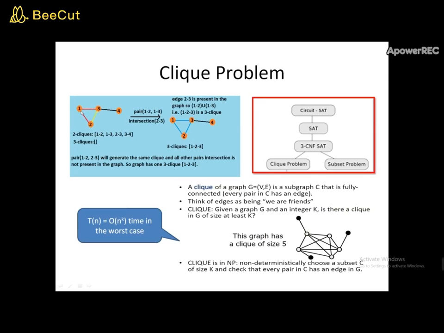1 and 2 is a clique with 2 vertices. 2 and 3 is a clique with 2 vertices. 3 and 4 is a clique with 2 vertices. And when I say 3-clique, it's a completely connected graph of 3 vertices. And say for example, if 2 and 4 were also connected, then I can say 1, 2, 4 would be a clique with 3 vertices. So this is what a clique is. It's a subgraph that is fully connected. Every pair in C has an edge.